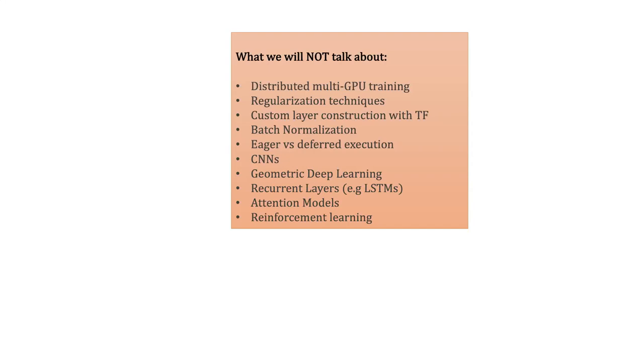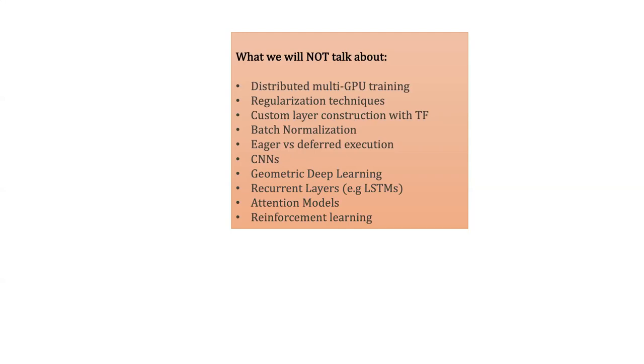Or some of these I do have some knowledge about, but they're not of interest in the present context. And here I've ordered them in my perceived hierarchy, from what is maybe most relevant to transcriptomic analysis to less relevant. So on the top are maybe things that you would like to at some point take a look into. So this is distributed multi-GPU training, regularization techniques.